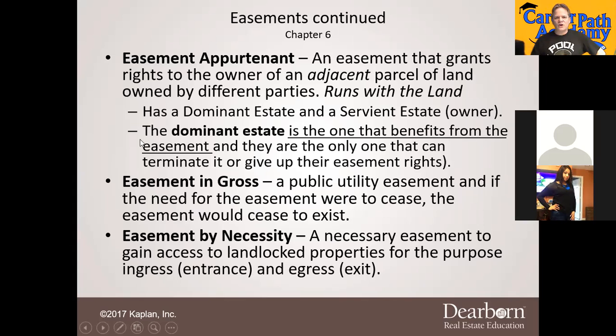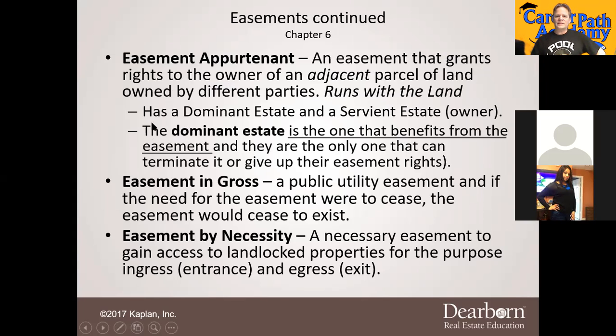And then all other easements are easement appurtenant. So an easement that grants the right to the owner of an adjacent parcel of land, that's the guy next door to you, not the one across the street from you. So a piece of land that's touching yours is adjacent. An easement that grants the rights to the owner of an adjacent parcel of land owned by someone else, because you don't need an easement to cross over your own land. It runs with the land. Once these easements are created, they run with the land, meaning that they pass on to the next owner as well when the ownership is transferred.